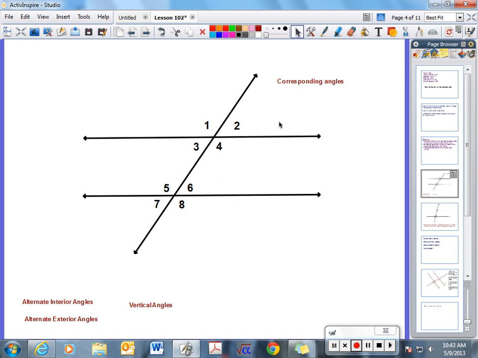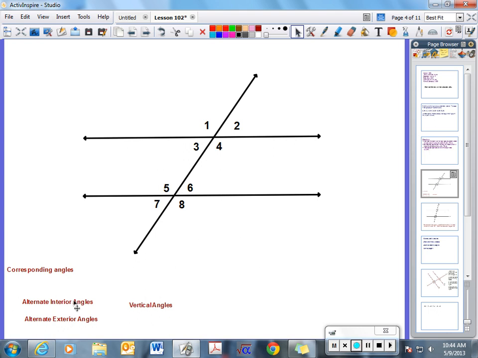Corresponding angles are angles that are in the same position. So we basically have 2 groups of angles. We have 1 through 4 and we have 5 through 8. So if I look at number 2, it is in the upper right hand section of this group. Angle 2 would correspond to angle 6 because it's in the upper right corner of that group of angles. Alright, so I'm going to move this over to 3. What do you think would be the corresponding angle to angle 3? It would be angle 7 because it's in the bottom left position of that group of angles.